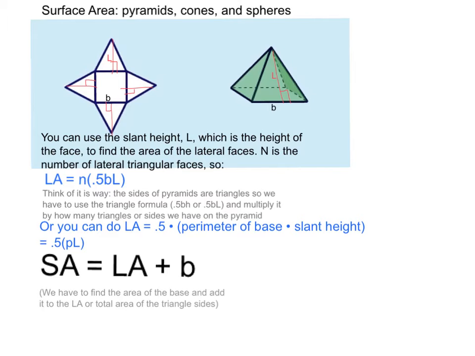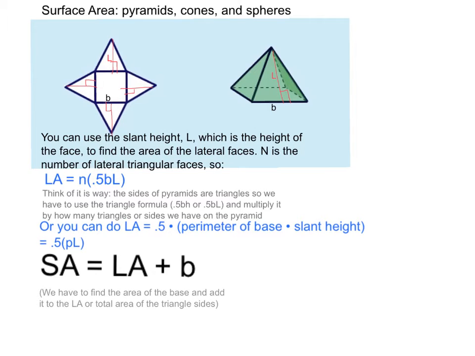In this lesson, we're going to learn about the surface area of pyramids, cones, and spheres. So let's start with pyramids. In this lesson, we are going to use regular pyramids that have regular polygons for bases, and all of the triangles are going to be isosceles triangles.